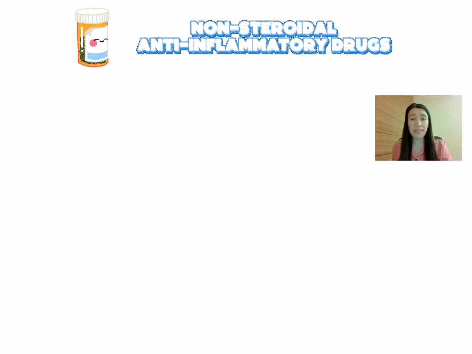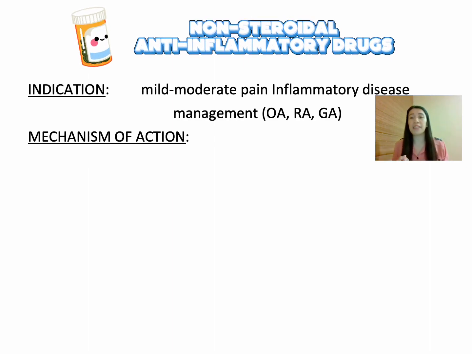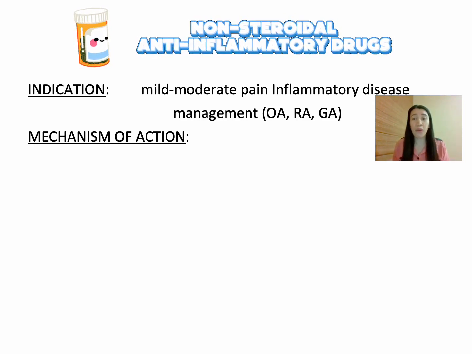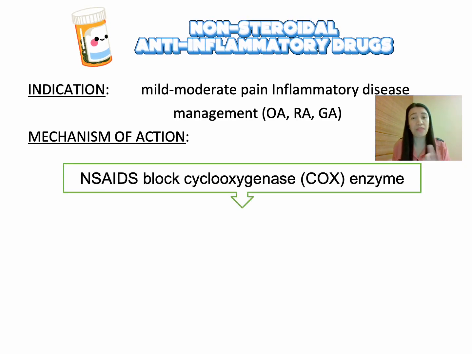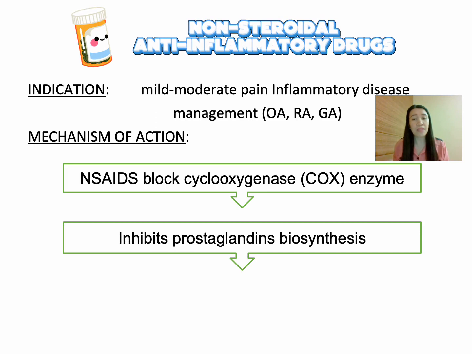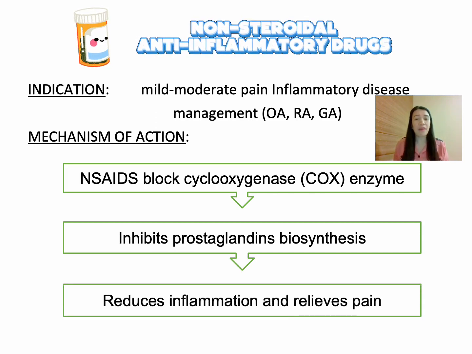Now let's discuss NSAIDs, or non-steroidal anti-inflammatory drugs. Most commonly used NSAIDs include aspirin, ibuprofen, naproxen, diclofenac, celecoxib, and many more. NSAIDs are used to relieve mild to moderate pain and to reduce swelling. They are mostly prescribed for treating conditions such as arthritis. For the mechanism of action, cyclooxygenase is required to convert arachidonic acid into thromboxanes, prostaglandins, and prostacyclin. NSAIDs block the cyclooxygenase enzyme, inhibiting prostaglandin biosynthesis, thereby reducing inflammation and relieving pain.